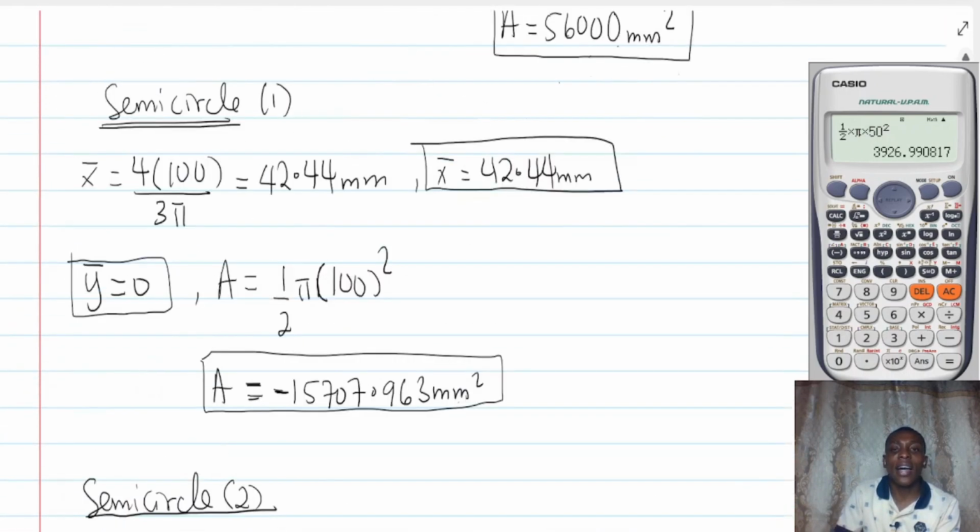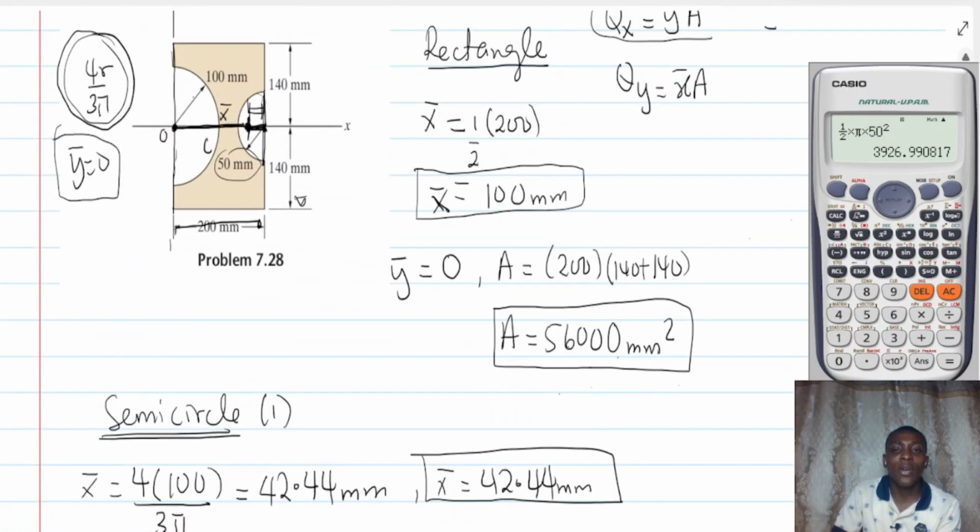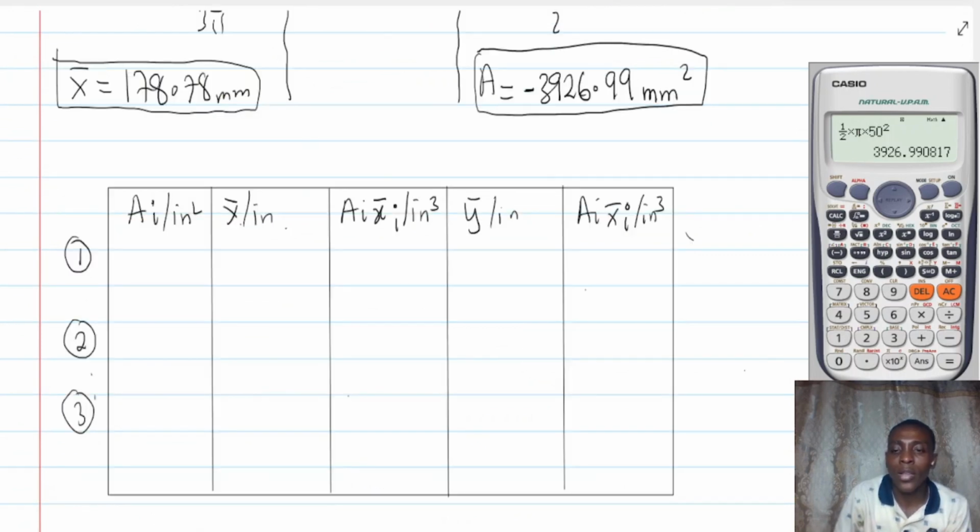Now, at this juncture, I have been able to get x bar. For the y bar, we know it's obviously 0. So no doubt about that. But we know we have our x bar, and then we have our various areas. All right, so we are good to go. But we have to represent every piece of information we have here in a table. Let's do that. So there we are with our table. We have to put every value we have into our table.